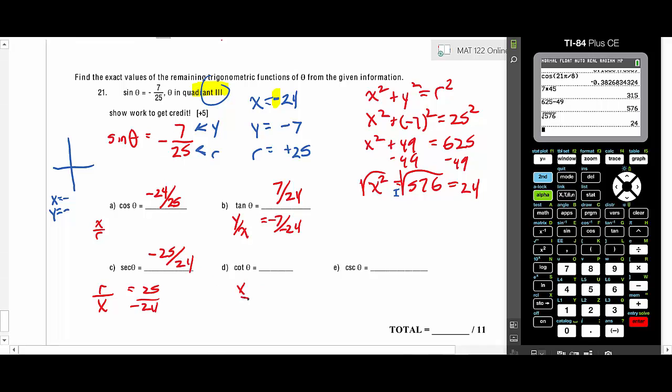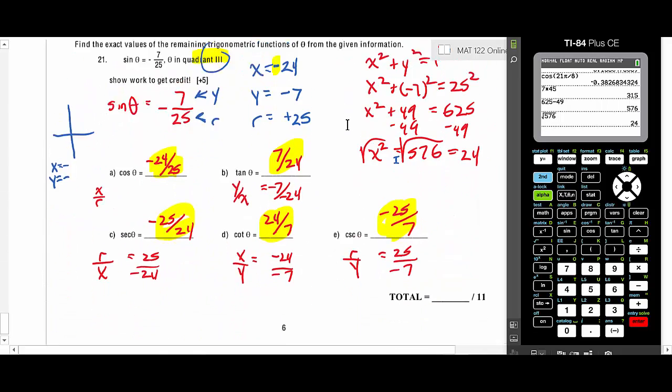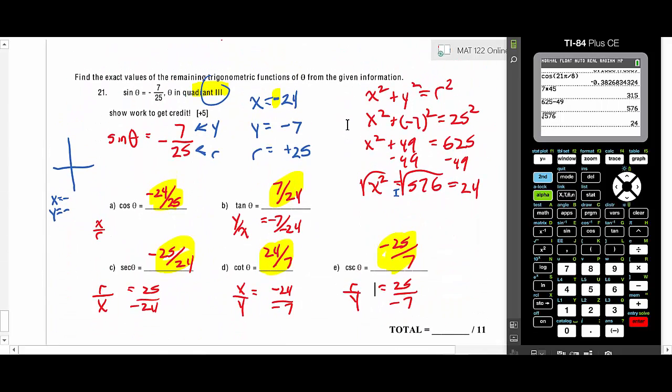And then x over y is the cotangent. So that would be negative 24 over negative 7. So that's a positive value. And then the cosecant is r over y. So that's 25 over negative 7. So that's negative 25 sevenths. Okay. So then that would be your solution. Okay, so that should wrap up the assignment. You can look at the solutions and go over the problems that you did incorrectly.